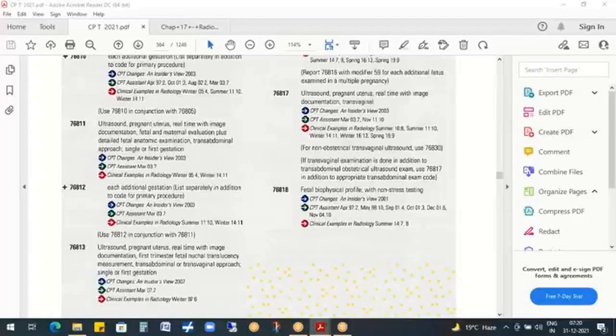Transnuchal measurement. Trans-knuckle measurement. Next one: follow-up or re-evaluation.